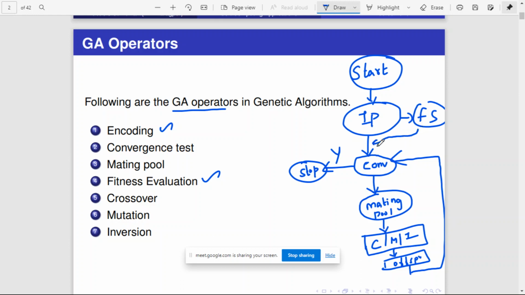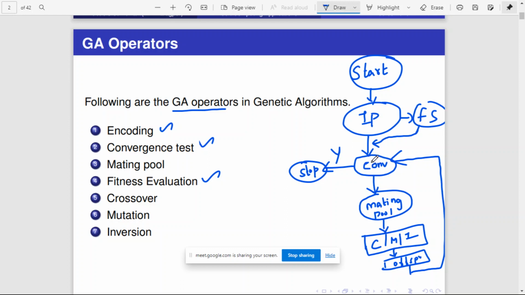And then after identifying the fitness of each individual, we take the individual with the highest fitness, and then we check whether we are happy with this solution or not. How do we check? There will be some test, so based on some criteria we check. That checking is called the convergence test.